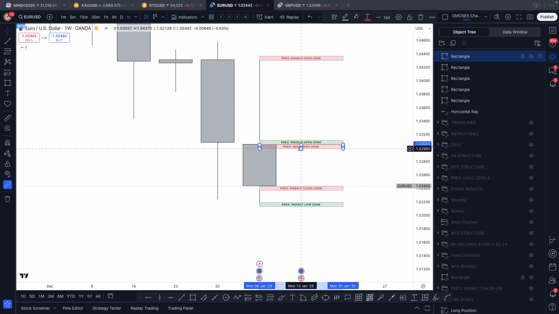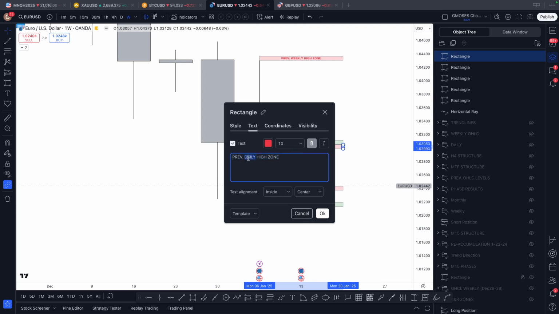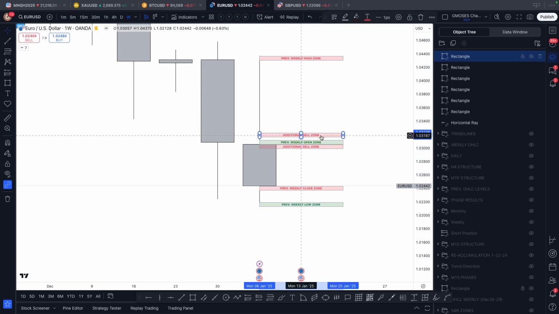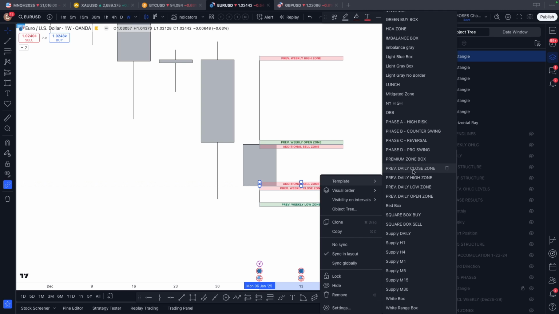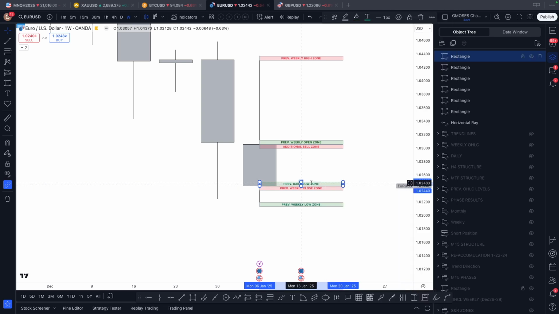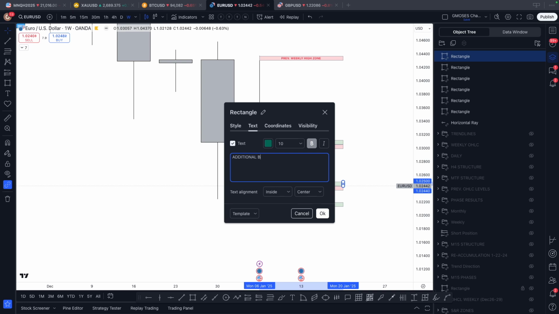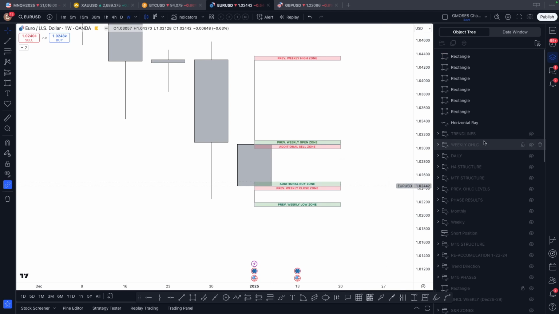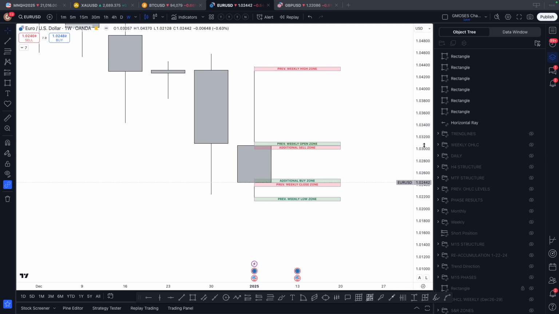So I'll just put a high here, and I'll just call this additional sell zone. Okay, and then we also have an additional buy zone in this area right here. Okay, additional buy zone. Okay, only on the bearish candles do we have that particular model. So this is what we're looking at.